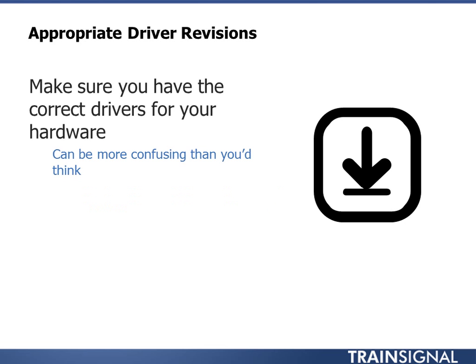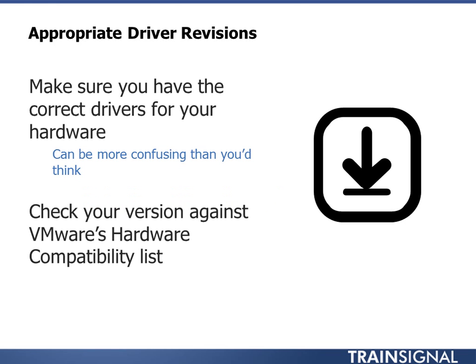And just make sure you have the correct drivers for your hardware. Again, this is spelled out in the blueprint, but I can see it as common sense. Can be more confusing than you think, but always check the VMware hardware compatibility list for the correct versions. Check your version against the VMware HCL. Common to do that, and you also may need to download drivers from a vendor. Just make sure you get the right one for the right build of ESXi.